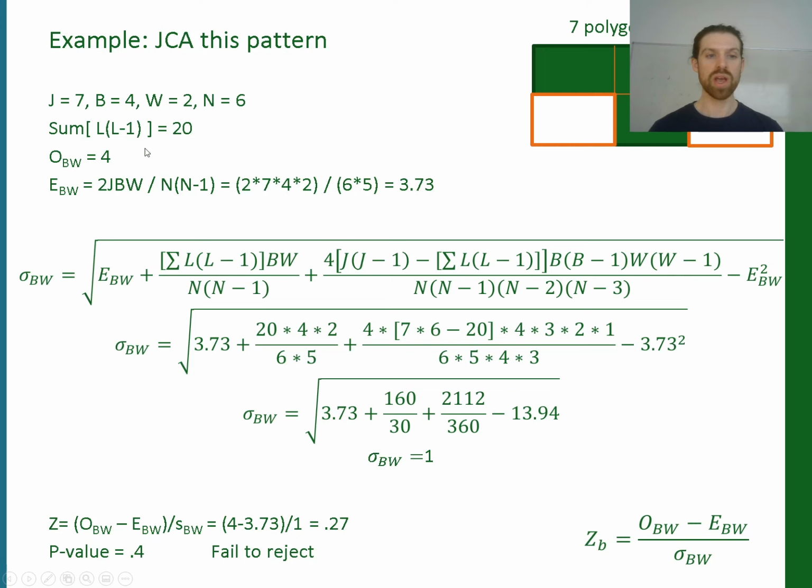So we know that we have 20 for this L multiplied by L minus 1, the sum of. And then we need to take the B and the W terms here. So that's 4 and 2. And then for the denominator, we just need the number of samples multiplied by the number of degrees of freedom. So 6 multiplied by 5. So that's fairly straightforward. And actually, I'm not going to run through each of these, but if you just run through it, very simply, it's not hard, it's just long.